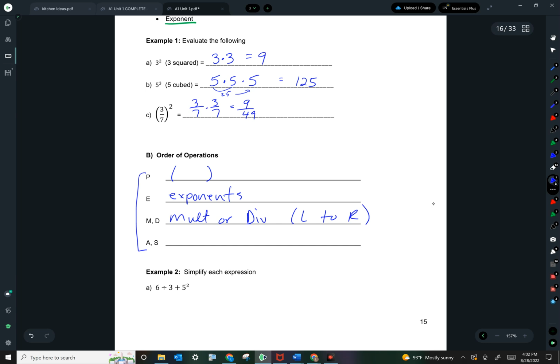Okay, same thing with addition and subtraction. Whatever you come to, addition or subtraction, whatever you come to first as you work your way from left to right.